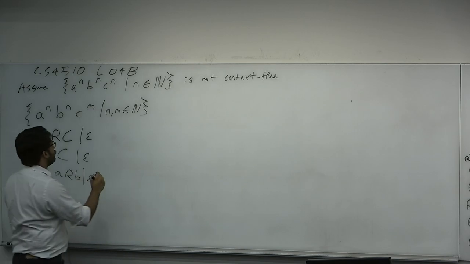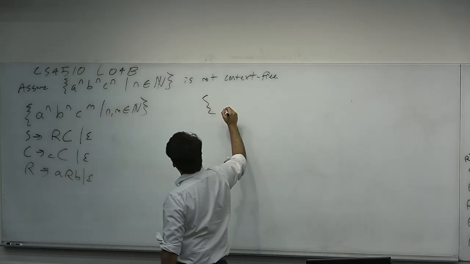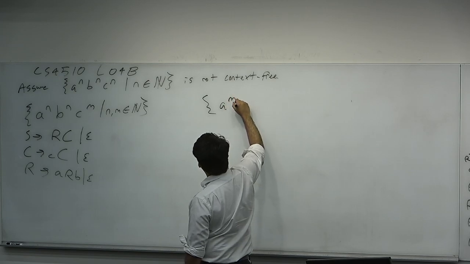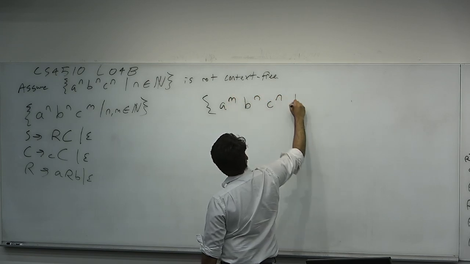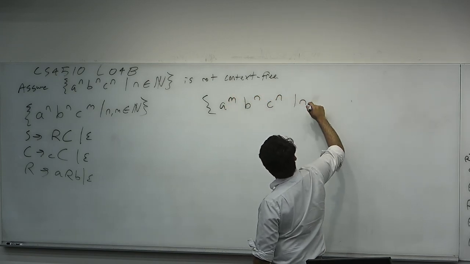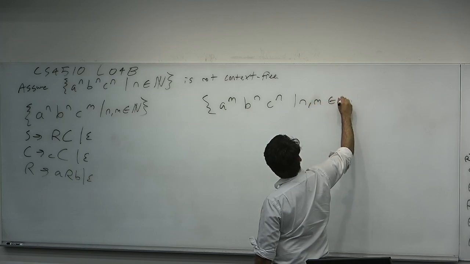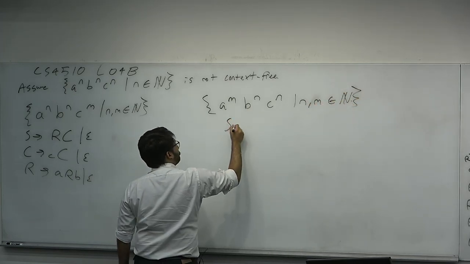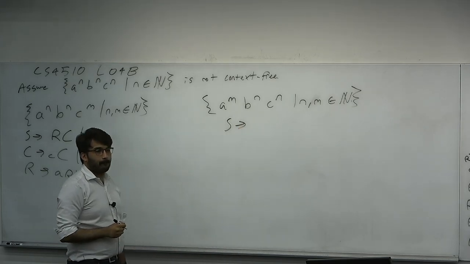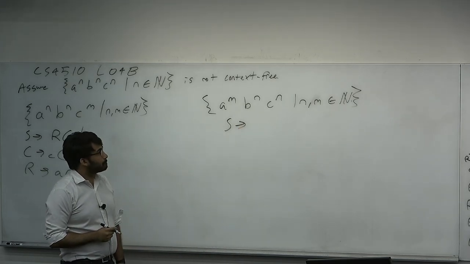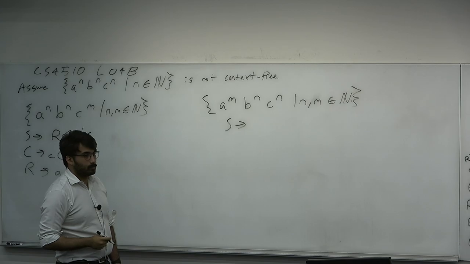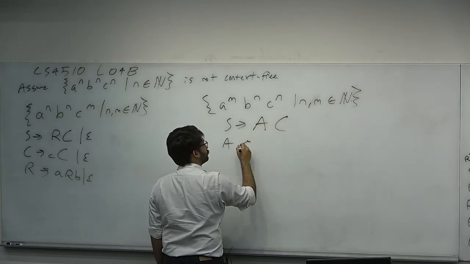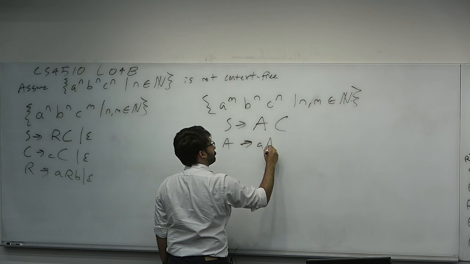You could then also consider the language A to the M, B to the N, C to the N, where N and M are numbers, right? Similar language. Give me a grammar for this one. A, C, where A is A, or epsilon, and C is A.